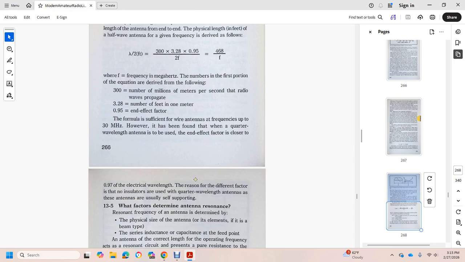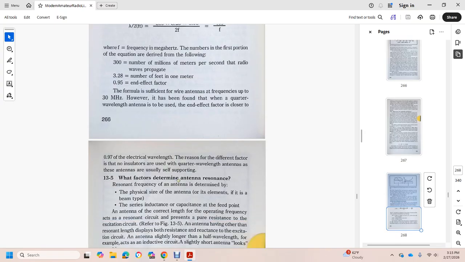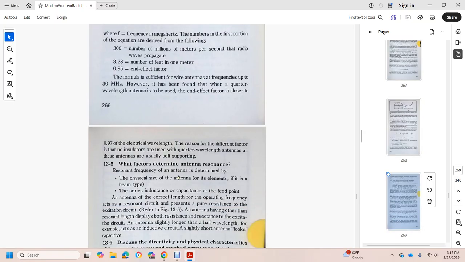The factor determining the antenna's resonant frequency also determines the physical size of the antenna and the elements of the beam type of system. The inductance and the capacity at the feed point of the antenna, with the correct length for the operating frequency, give the resonant frequency, the circuit with the presence of pure resistance with the excitation circuit of the antenna. Together with the resonant length, both the resistance and reactance with the excitation circuit of the antenna are slower, longer with the half wavelength, indicative of the circuit.